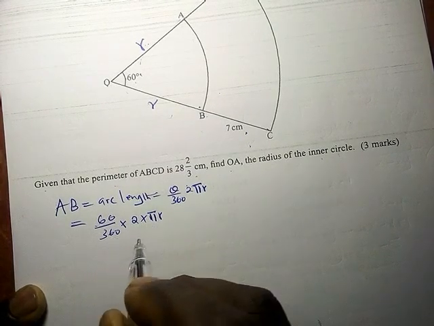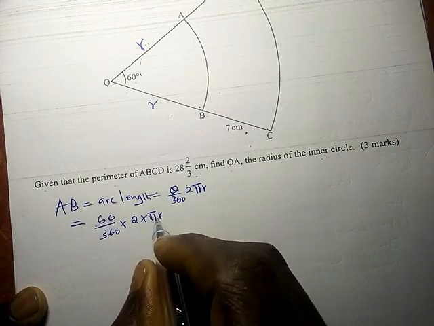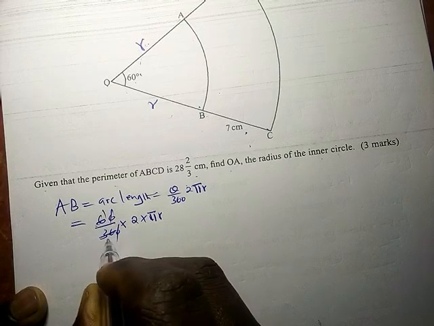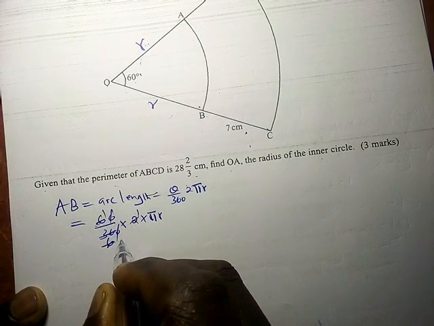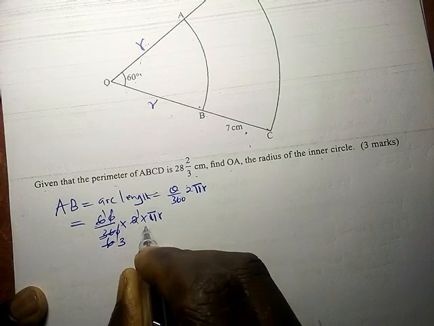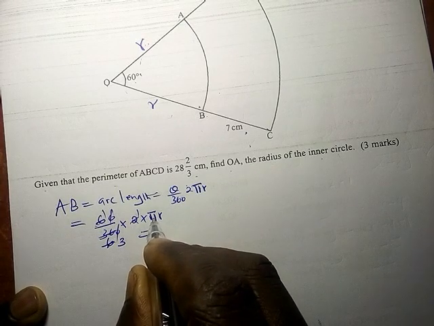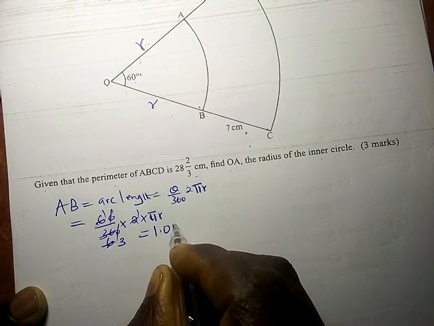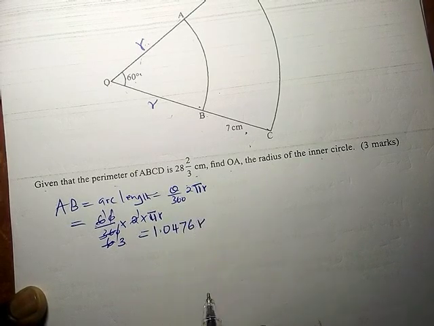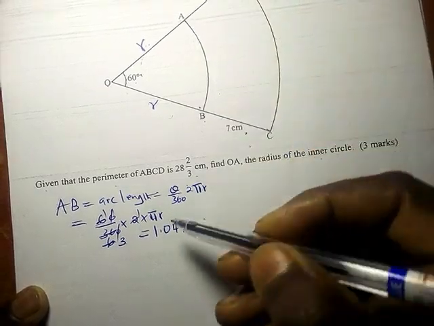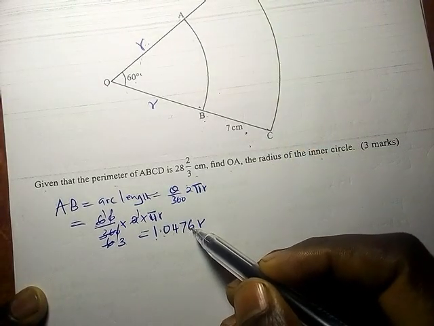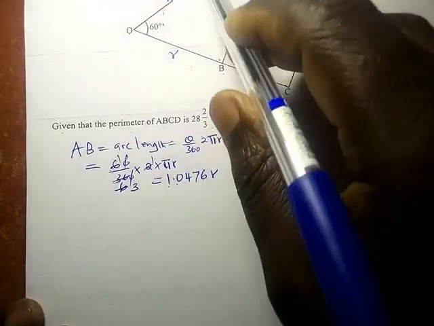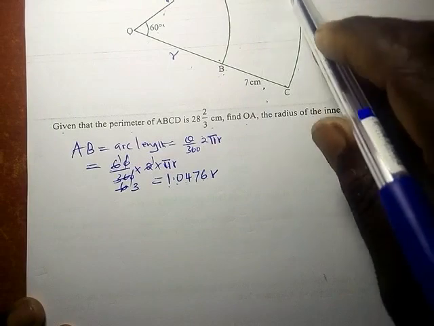So we are going to have pi is 22 over 7. We can cancel: 6, 1, 3. So we are going to have pi divided by 3, which gives 1.0476 r. So the length AB is 1.0476 r. But when you add, you add everything here.